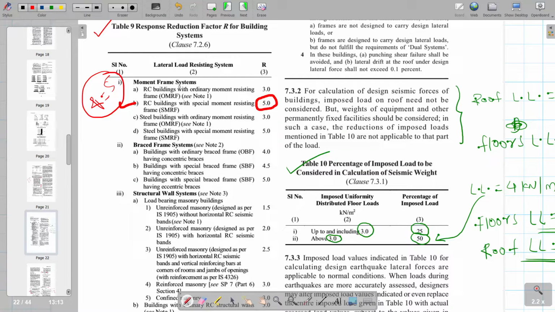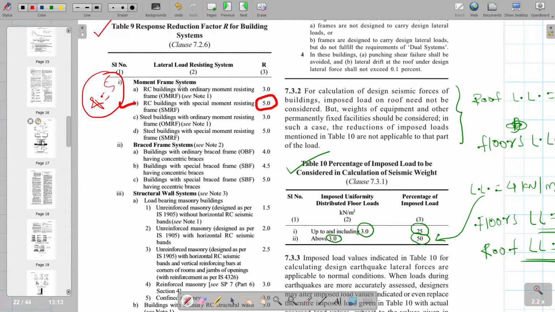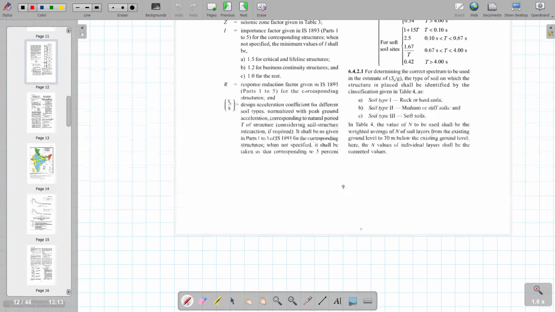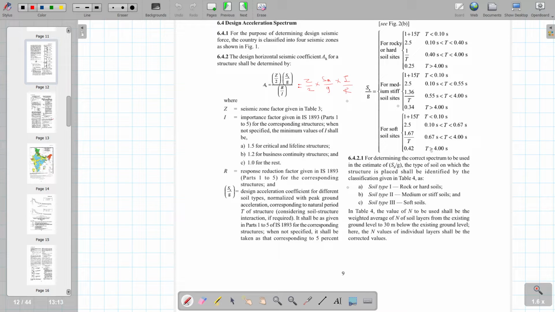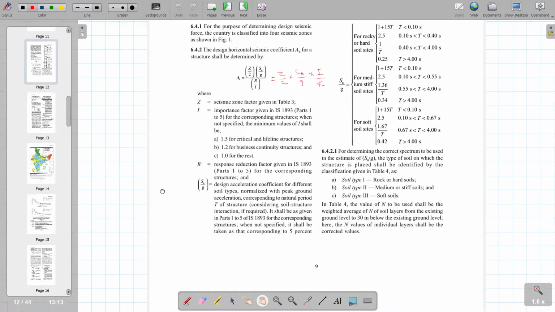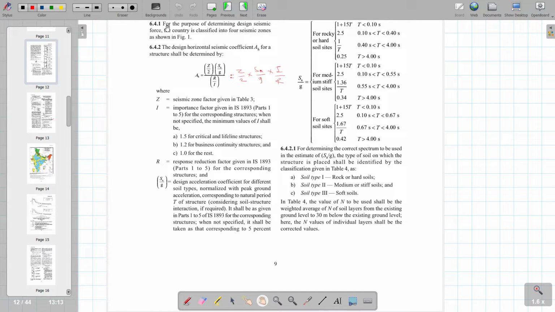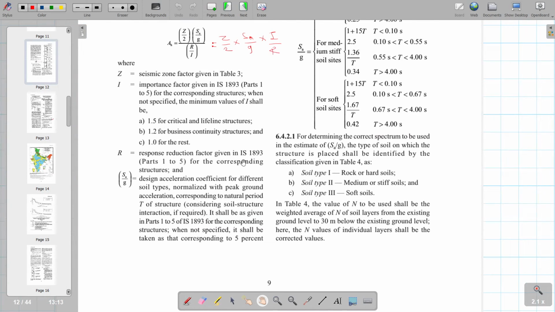Now the only thing we have to calculate is SA by G, and for SA by G we have to go back here. This is very important. If you remember, in our problem they have given that the soil type is medium or stiff soil. So our soil type is 2. Okay, now we have to find SA by G.